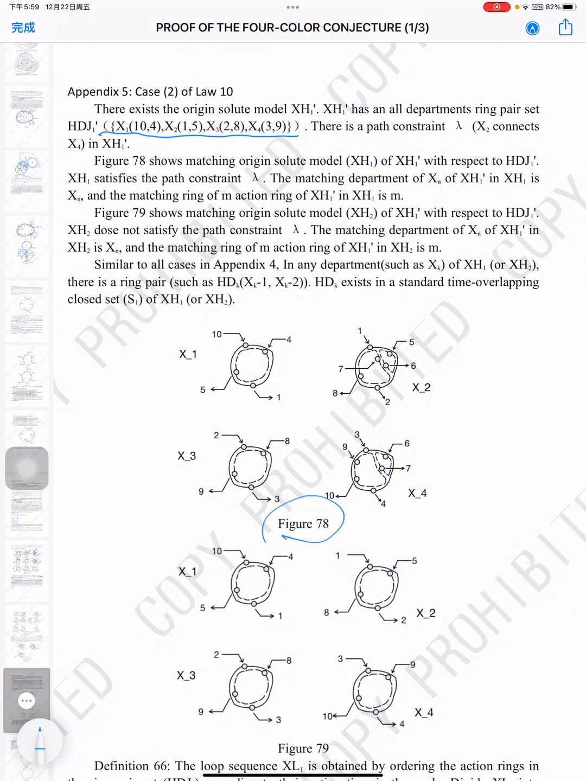Figure 78 shows matching Regensloot model XH1 of XH1' with respect to HDJ1'. XH1 satisfies the path constraint lambda. The matching department of Xn of XH1' in XH1 is Xn, and the matching ring of n action ring of XH1' in XH1 is M. And the matching ring of M action ring of XH1' in XH1 is M.